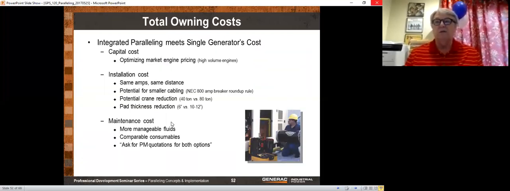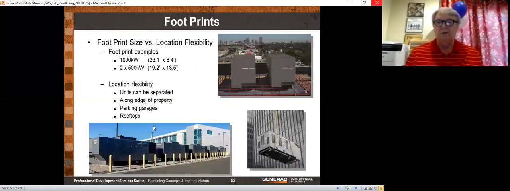Total owning costs: it's generally a little bit cheaper to maintain a standby system with multiple generators than one big generator, because those big generators have a lot of oil, and their air filters and fuel filters, all those things are kind of custom and very expensive. They're easy to crane into place, pad thickness is down, and they're more manageable, so your total owning costs generally are going to be lower than on a single engine.